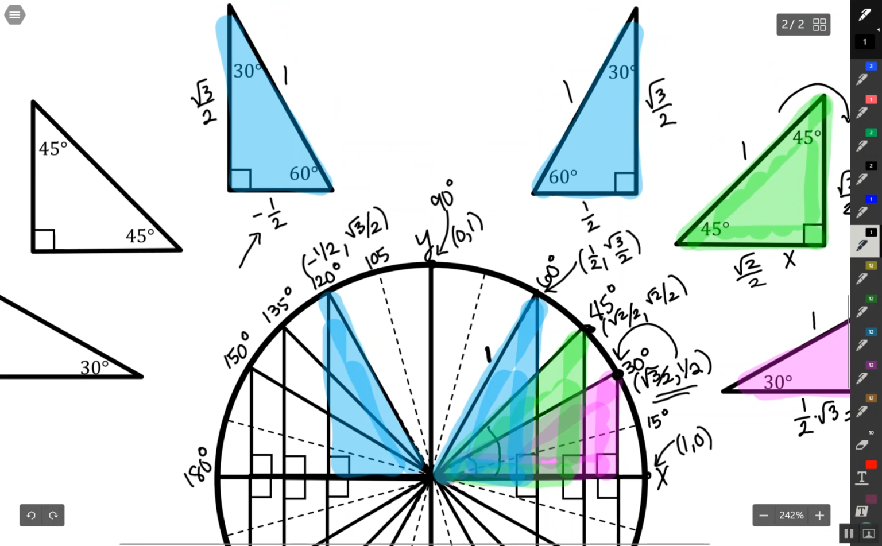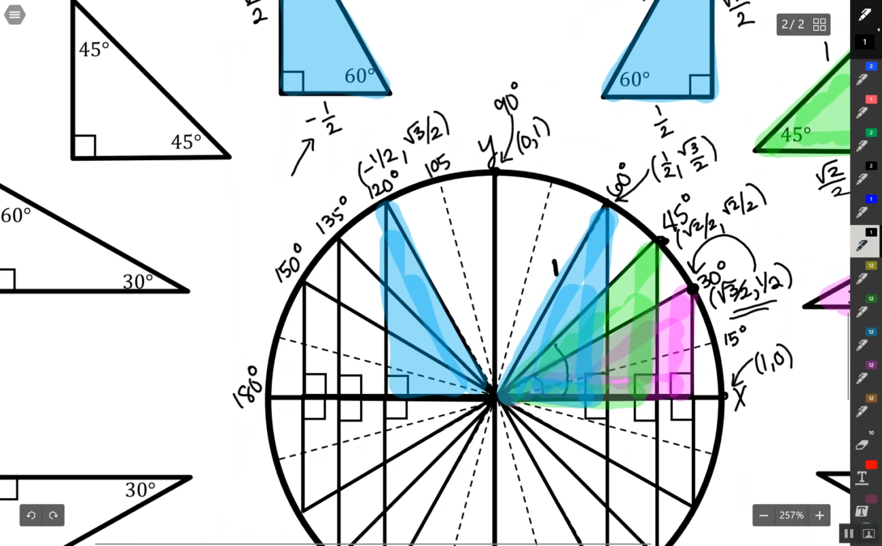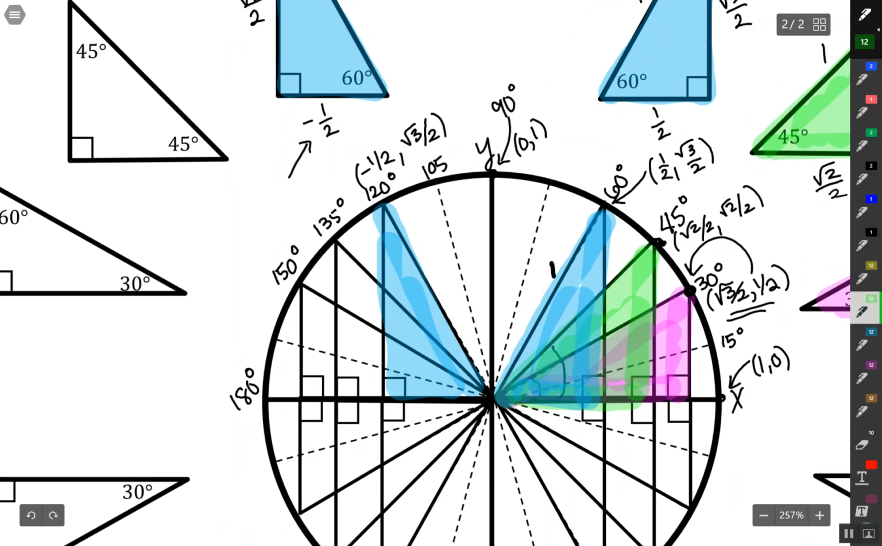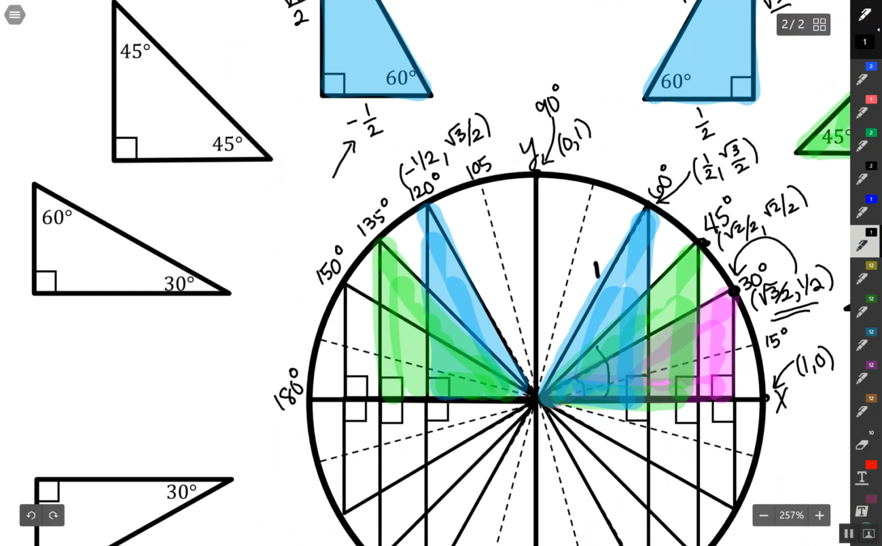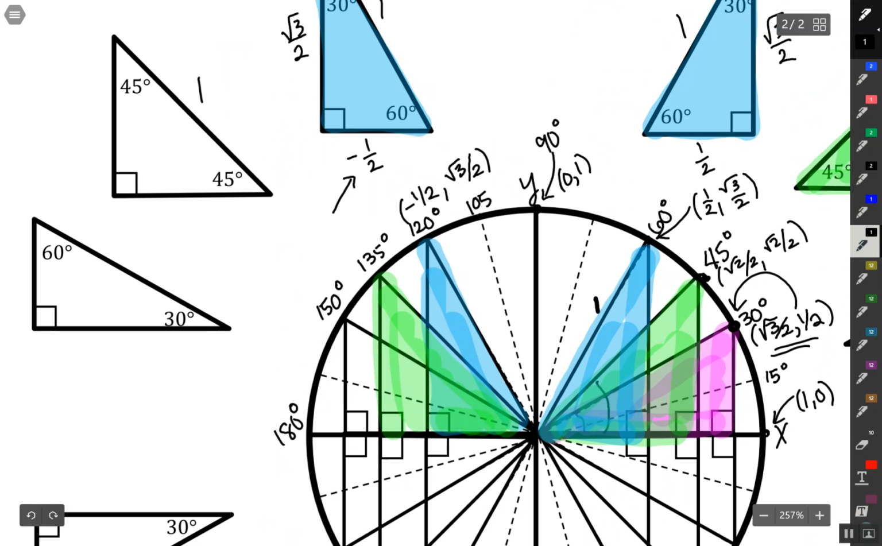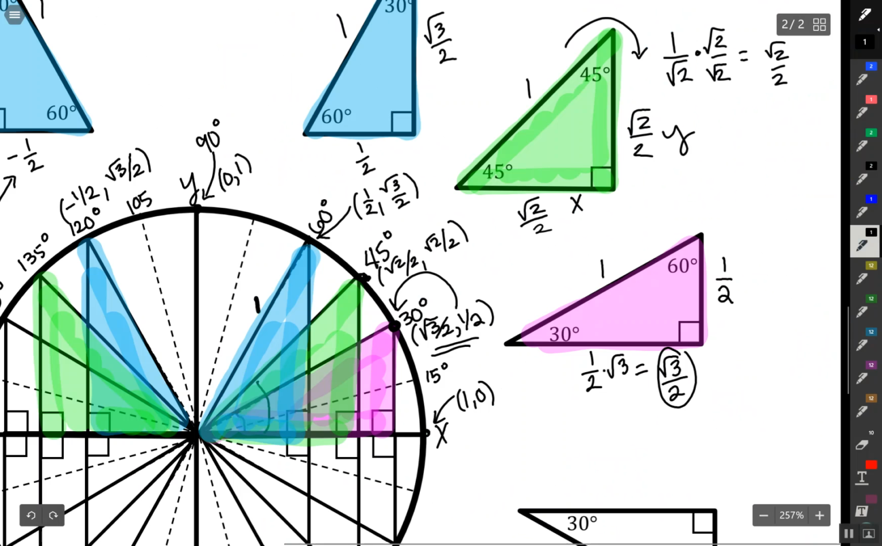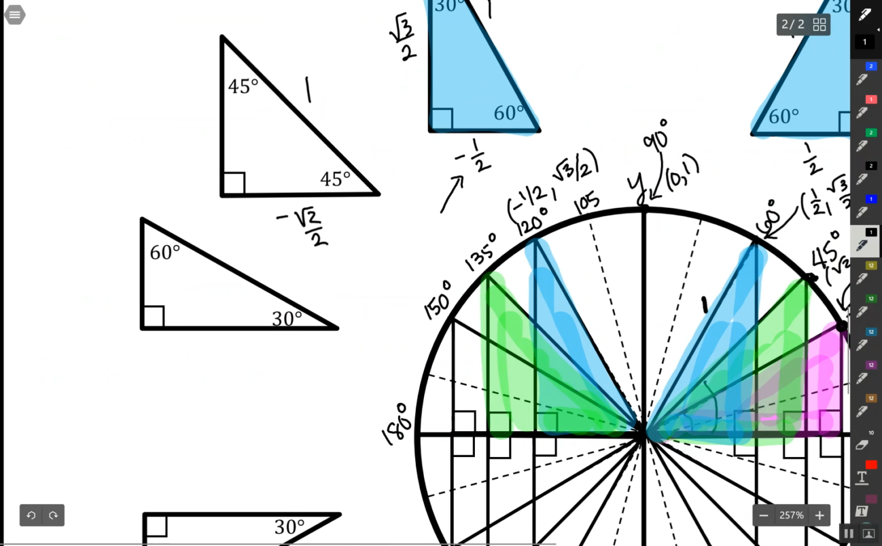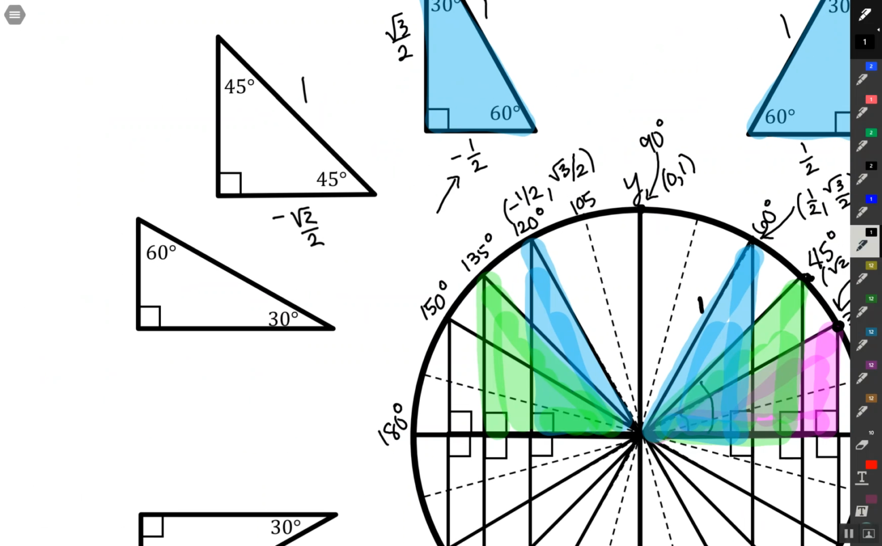Okay, so the next triangle for the 135 is a reflection of the 45, 45, 90 triangle. So again, we have the same radius. And when you have to go left, that makes this number negative. So it was rad 2 over 2. Now it's negative rad 2 over 2. Since we're going up, this is positive. So this point right here is negative rad 2 over 2, comma rad 2 over 2.